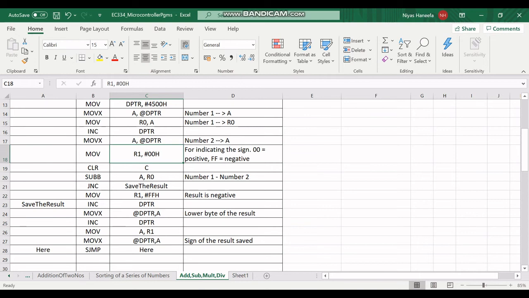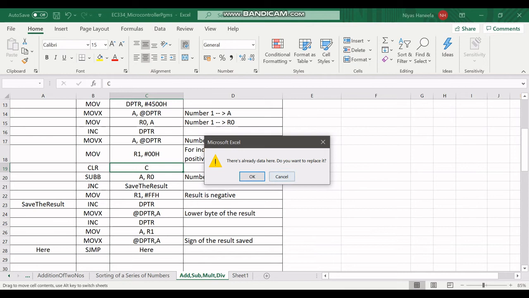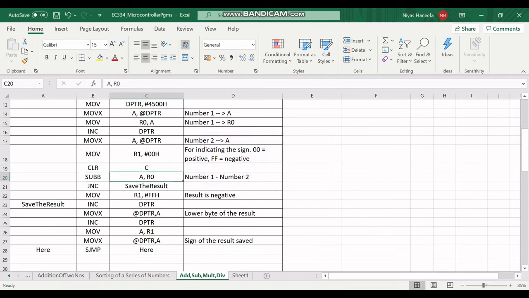So we have to write the logic so that the bit is captured in a register. For that, we are loading the register R1 with 00, indicating that we assume the result is positive. We clear the carry flag because we don't have SUB, we have SUBB. So A minus R0. For doing that, we are clearing the carry flag. If we don't do this, this instruction becomes A minus number 1 minus number 2 minus carry flag. Then we will check whether there is a carry or not. If there is no carry, it means it's a positive result. It will jump to this location.